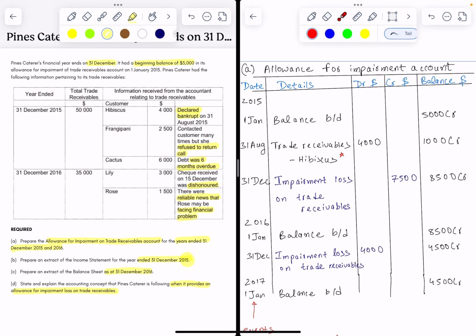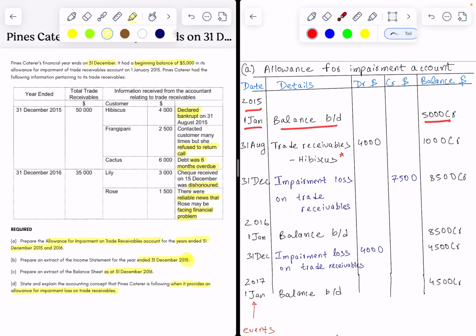So to begin this account we are starting with 2015, and we know we are working with a business where the financial year starts on 1 Jan and ends on 31 December. So on 1 Jan 2015, we've got an opening balance, which is what we write as balance brought down, which is B/D. And we've got an opening balance of $5,000.